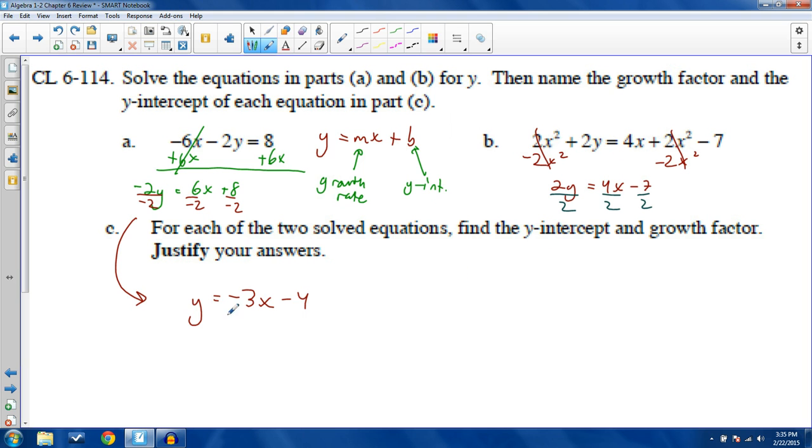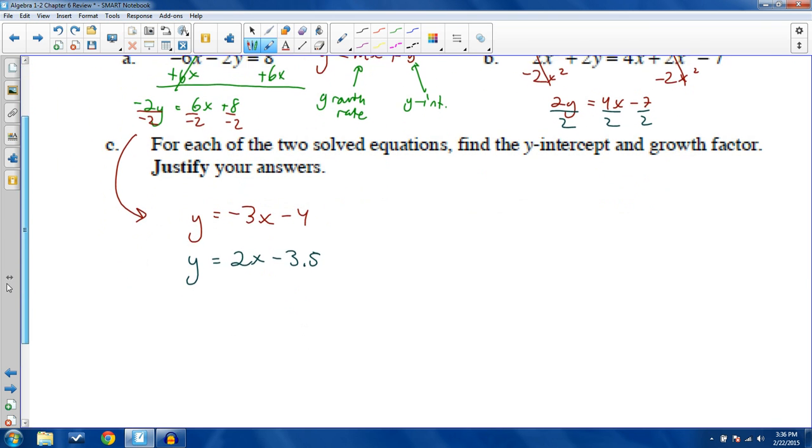Divide everything by 2, we will get y equals 4 over 2 is 2, so we'll get 2x minus 7 halves, or minus 3.5. As long as it's an exact number, I'm good with it. Okay, for each of the two solved equations, find the y-intercept and growth factor. Justify your answers?